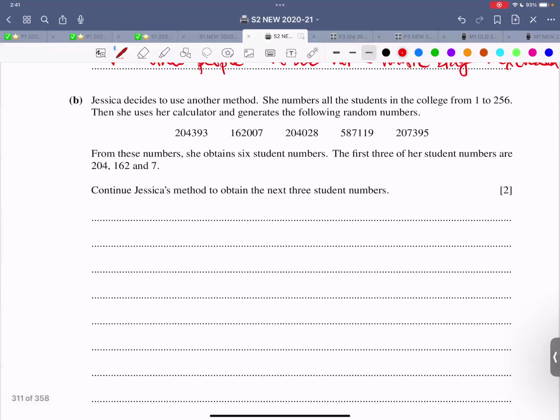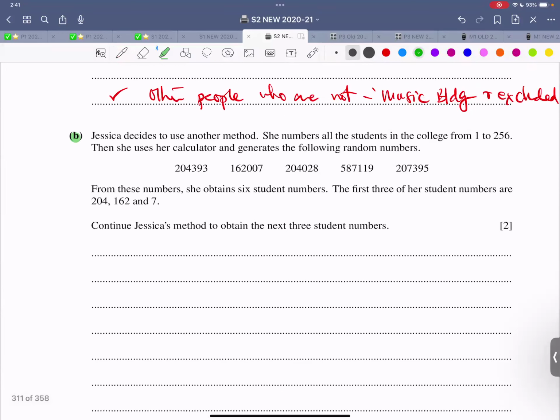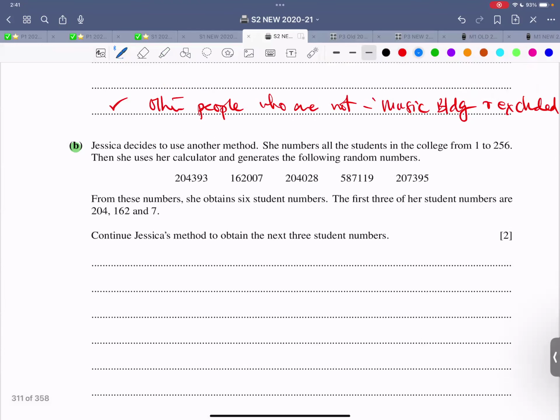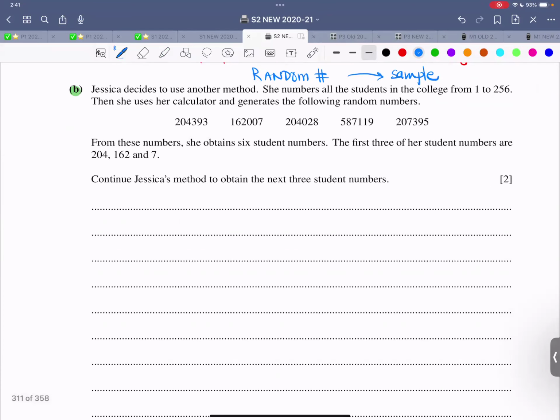Now the next thing, something important, is called the method of random numbers. So random numbers to select a sample. Now there are 2 things over here. The first one, repetition of digits is not allowed. Why is it not allowed? Because you won't be choosing a person twice.